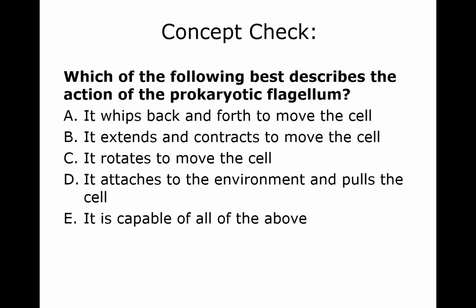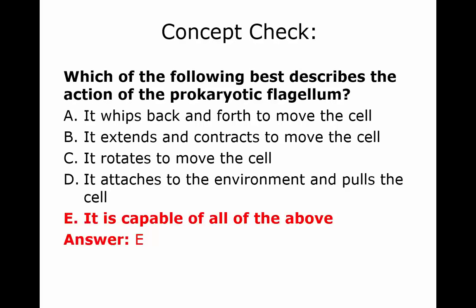So which of the following best describes the action of the prokaryotic flagellum? A, it whips back and forth to move the cell. B, it extends and contracts to move the cell. C, it rotates to move the cell. Or D, it attaches to the environment and pulls the cell. And then there's E, it is capable of all of the above. Hopefully you chose E because it is capable of all of those activities.